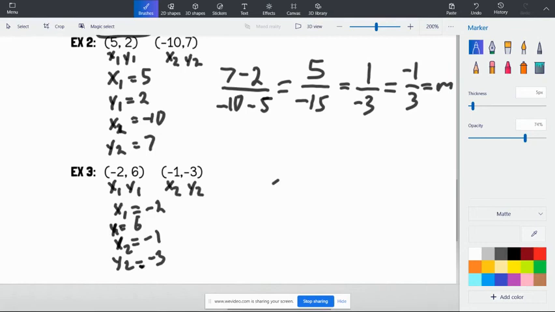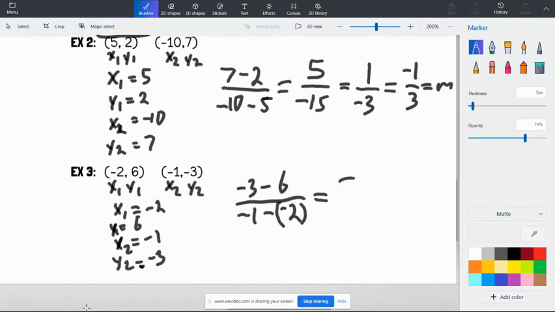Easiest way to mess up on these, by the way, is just messing up all the negatives. It gets kind of confusing with all of them. You just plug it back in your formula. So y2, negative 3, minus y1, positive 6, over x2, negative 1, minus x1, negative 2. I'm going to put this in parentheses because we're subtracting a negative, and I don't want those negative signs to get messed up.